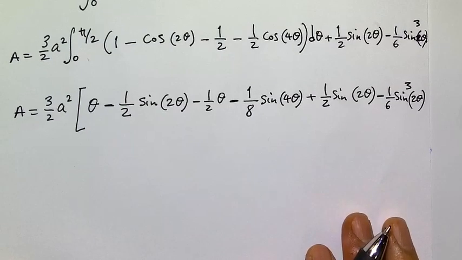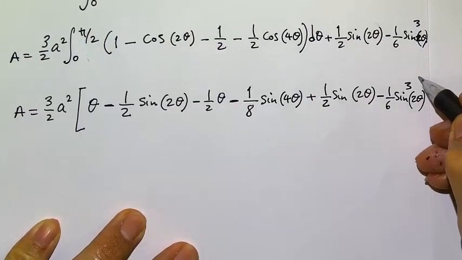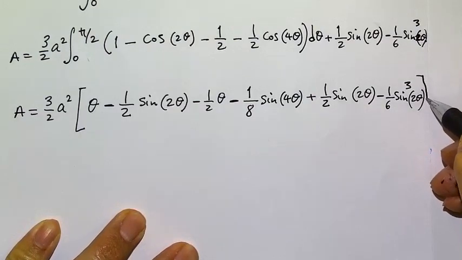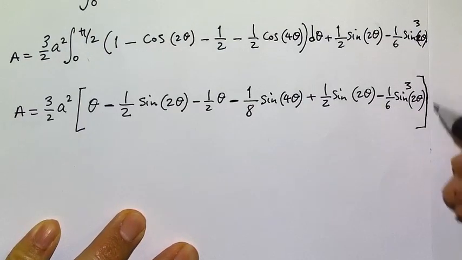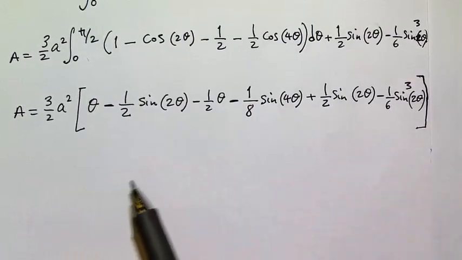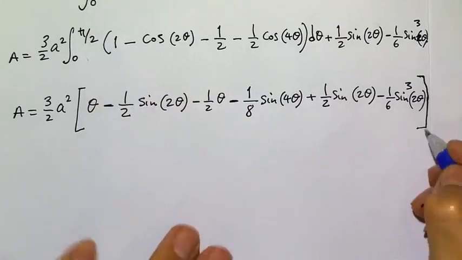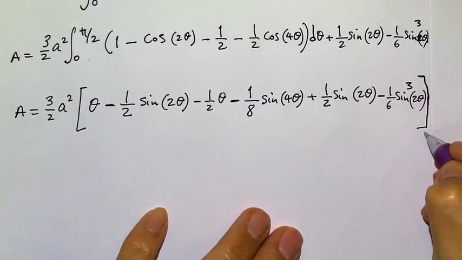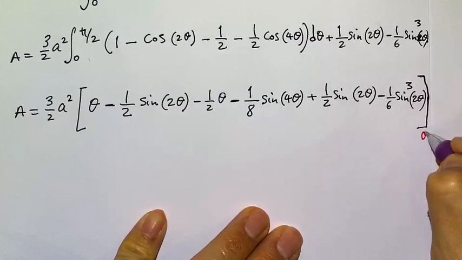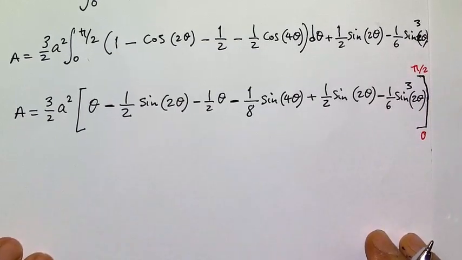Okay, and I still have to include the limits of integration, of course. So close that, and we have 0 to pi over 2, right? From 0 to pi over 2. Okay.